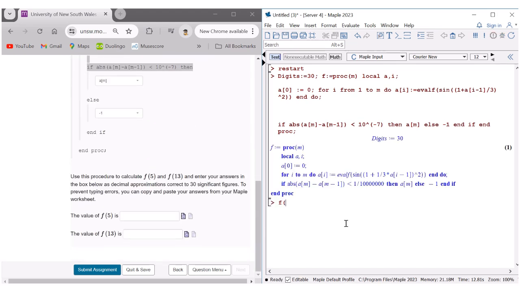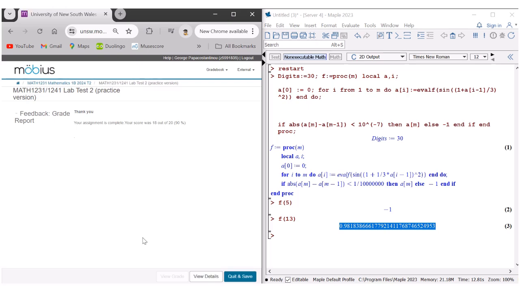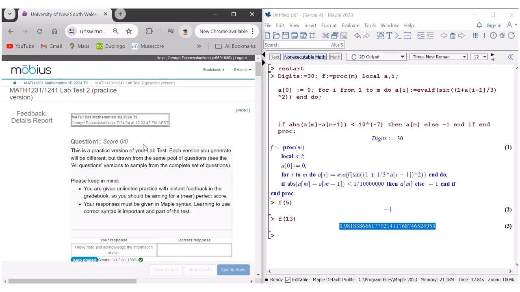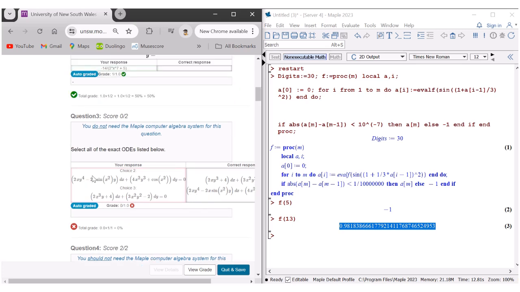And then usually f5, well, the single digits is negative 1, and then this one should be the big number. Okay, come on. Okay, now. Oh my days, bro. 18 out of 20. Oh, come on. It was just this. Yeah, whatever. It is what it is.